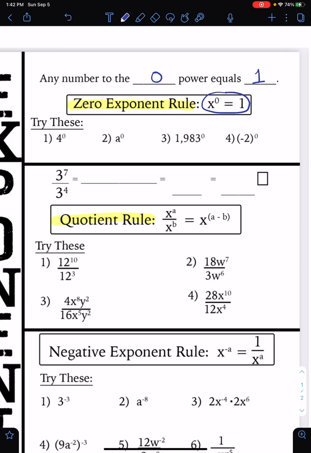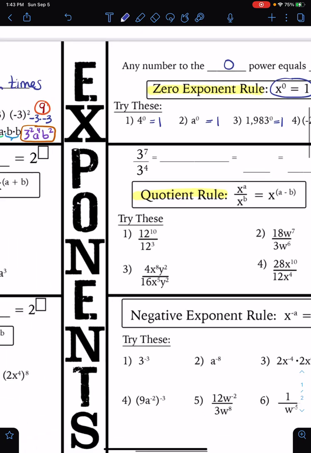That means that 4 to the zero power is 1, a to the zero power is 1, 1983 to the zero power is 1, and negative 2 to the zero power is 1. Anything to the zero power equals 1. That was a pretty easy one, huh? Because you're just taking that number, multiplying it by itself zero number of times, but you still have that first number that you would have multiplied, right?